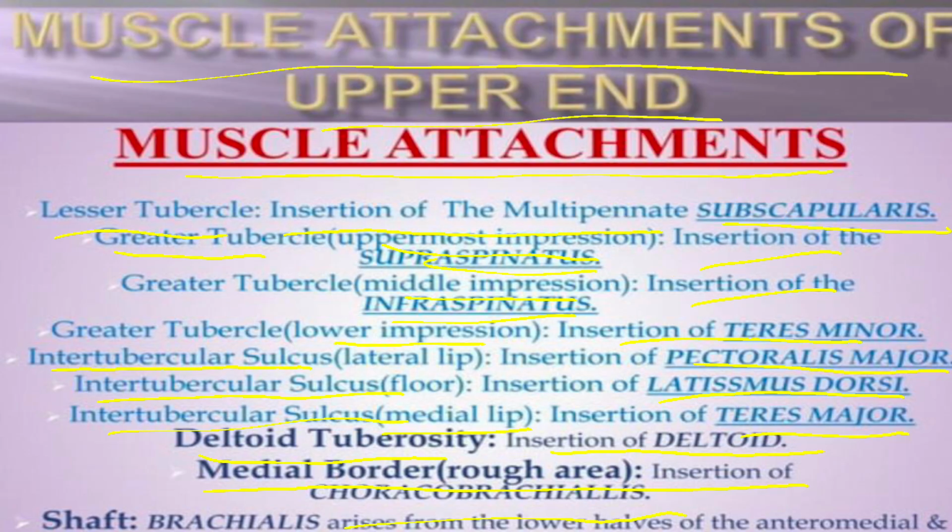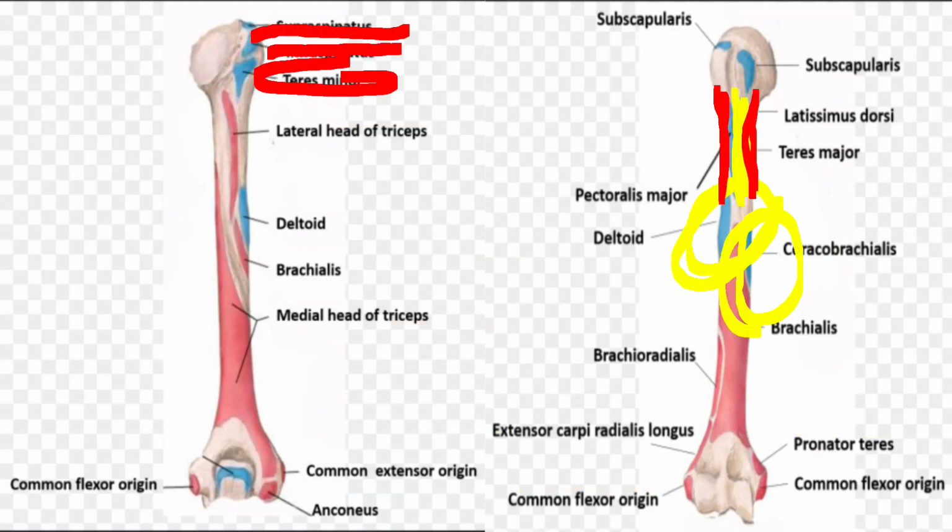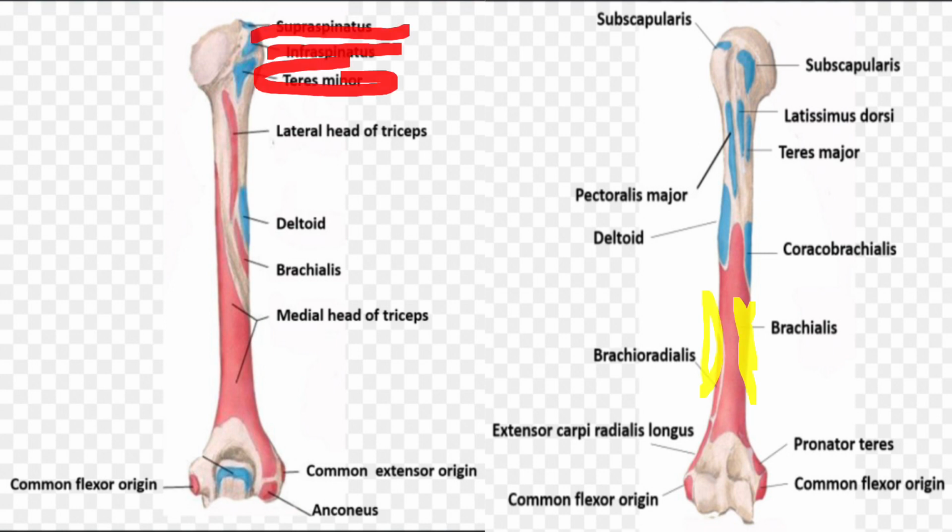Shaft of humerus: brachialis arises from the lower halves of anteromedial and anterolateral surface of shaft of humerus. You can see in this diagram, anteromedial surface as well as anterolateral surface.